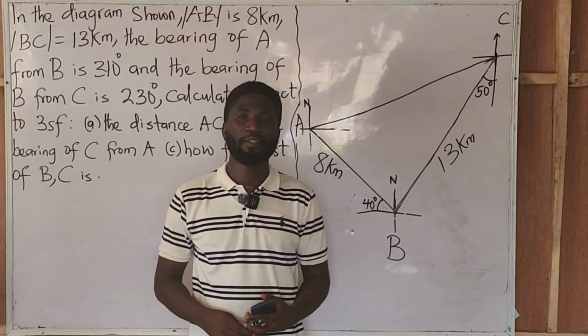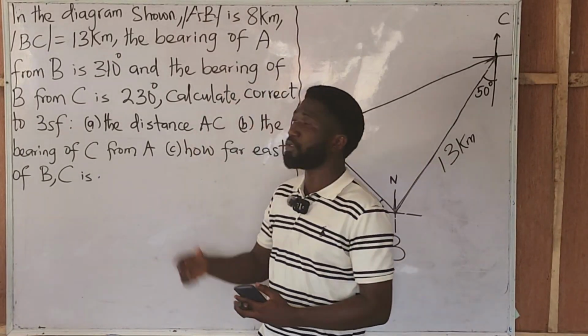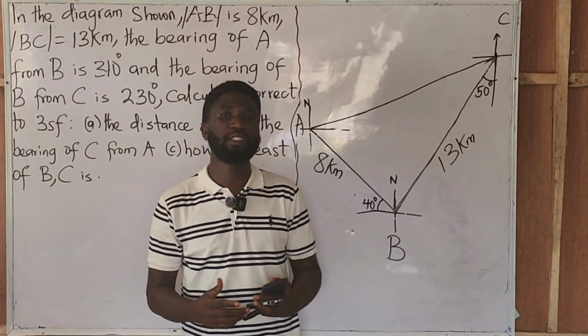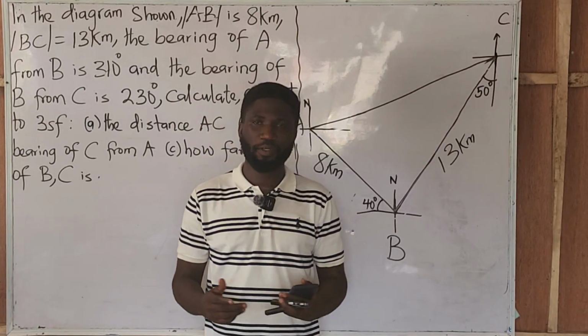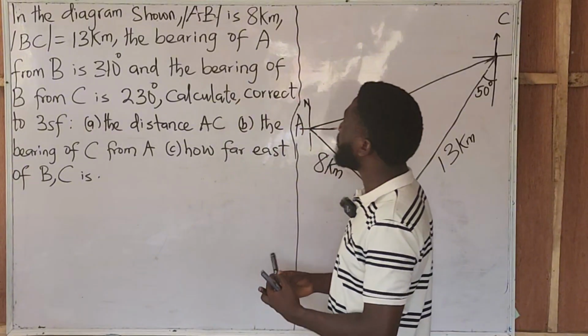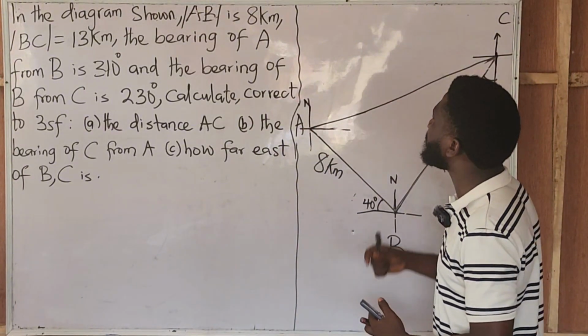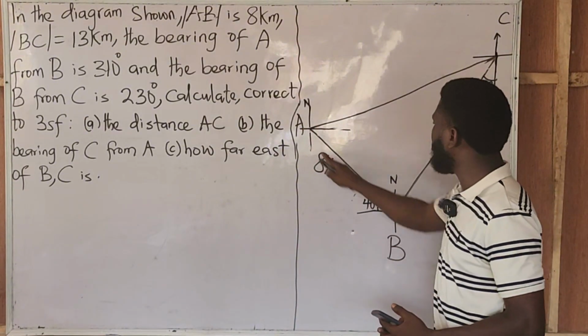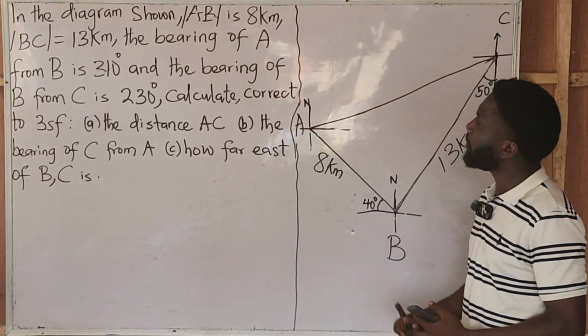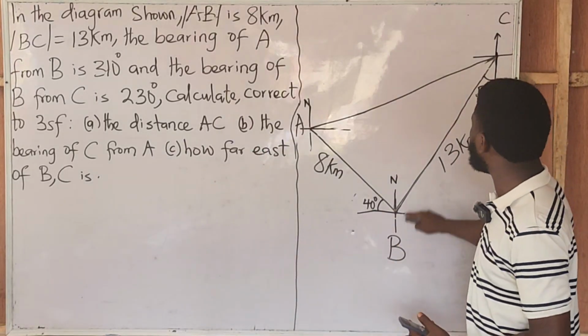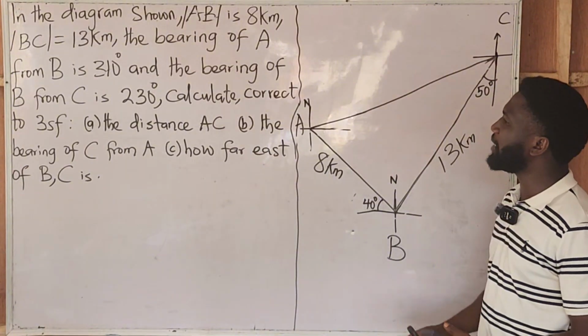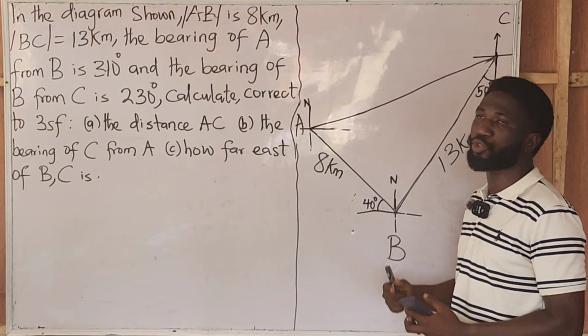Hello scholars, in this video I'll be using this question to explain everything we need to know regarding the topic bearing and distance. The question says in the diagram shown, AB is 6 kilometers, like we have here, and BC is 13 kilometers, and the bearing of B from C is 230 degrees.